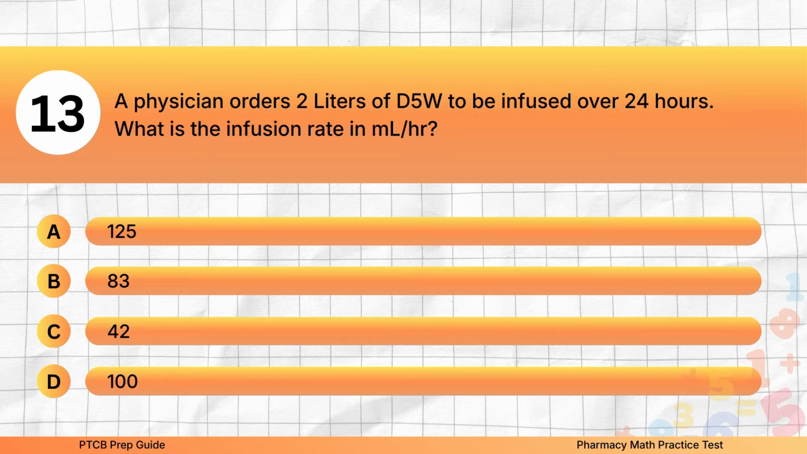Moving on to an infusion rate calculation. A physician orders 2 liters of D5W to be infused over 24 hours. What is the infusion rate in milliliters per hour? Options are A, 125, B, 83, C, 42, or D, 100. Hit pause and set up your division.